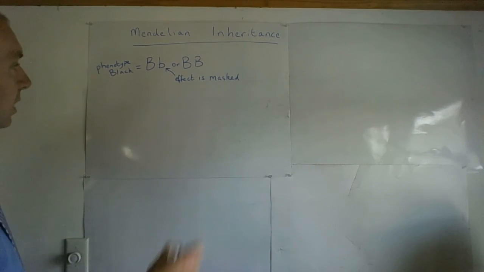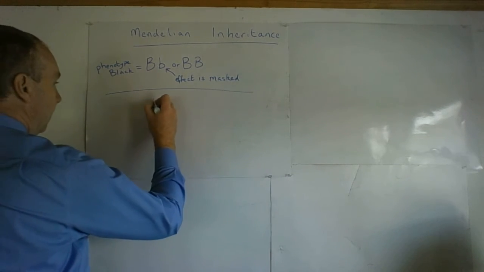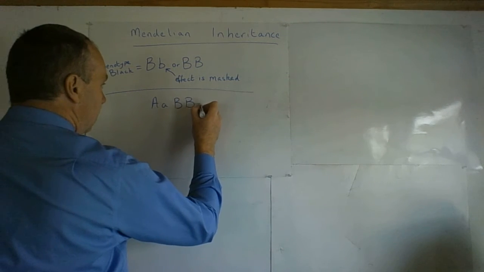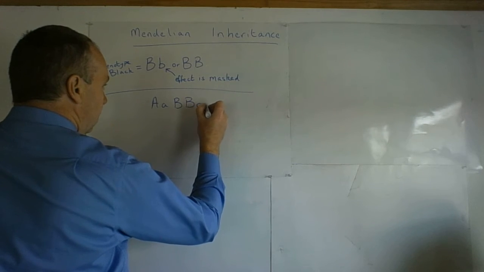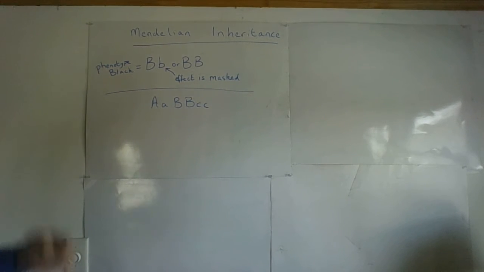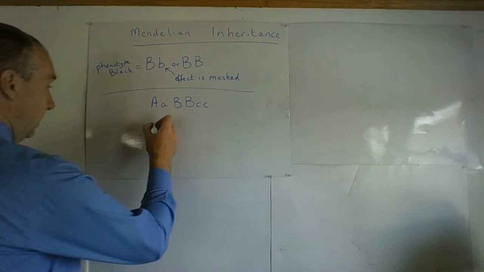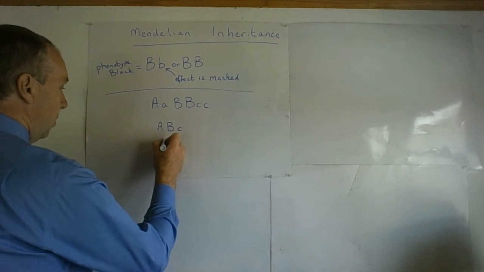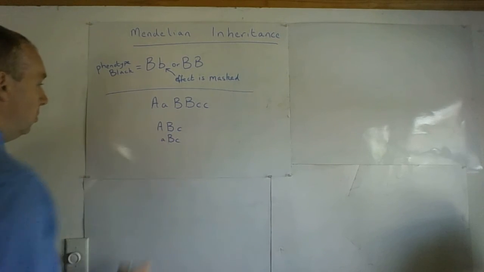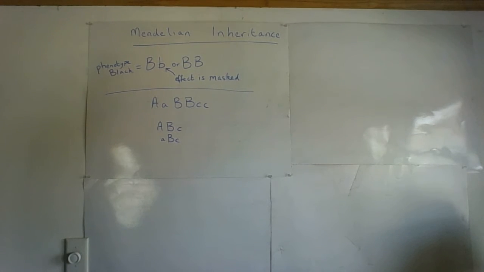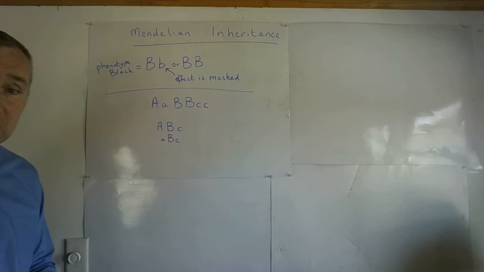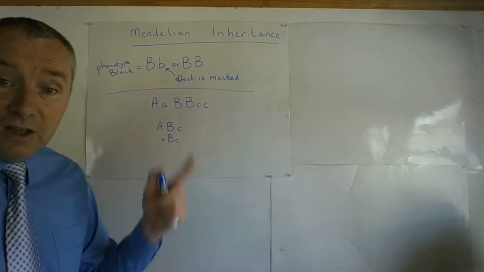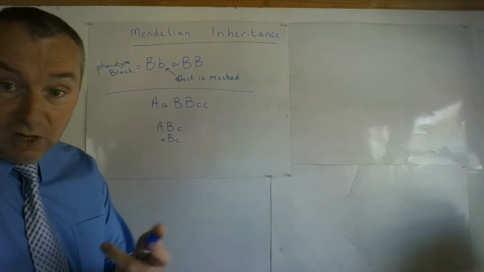So if this is a parent, then a gamete of this parent could be this or this. There are two possible gametes of those parents. So the gamete is the one letter version of what the parents are. When you see two letters, that's a parent, or it's an individual offspring.